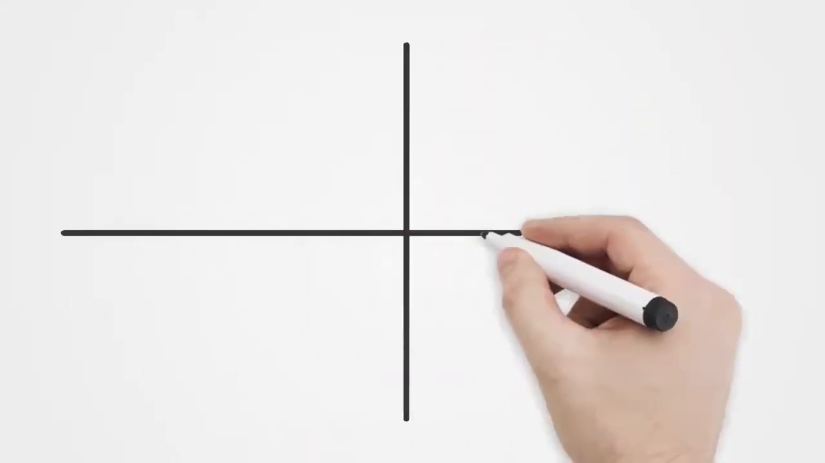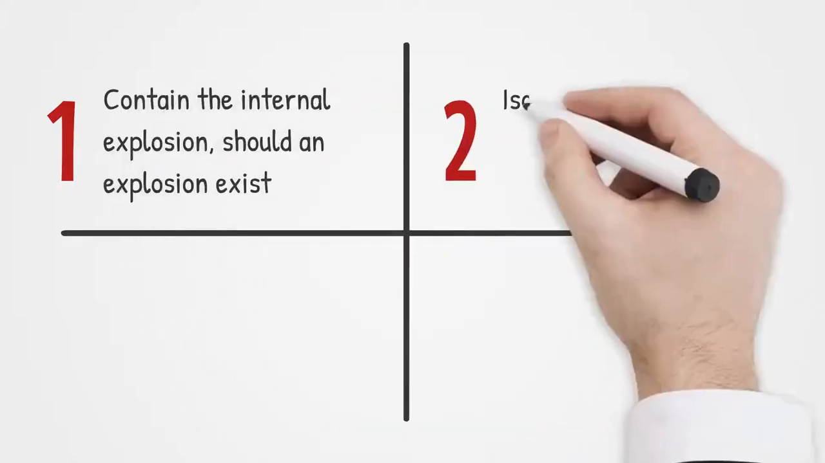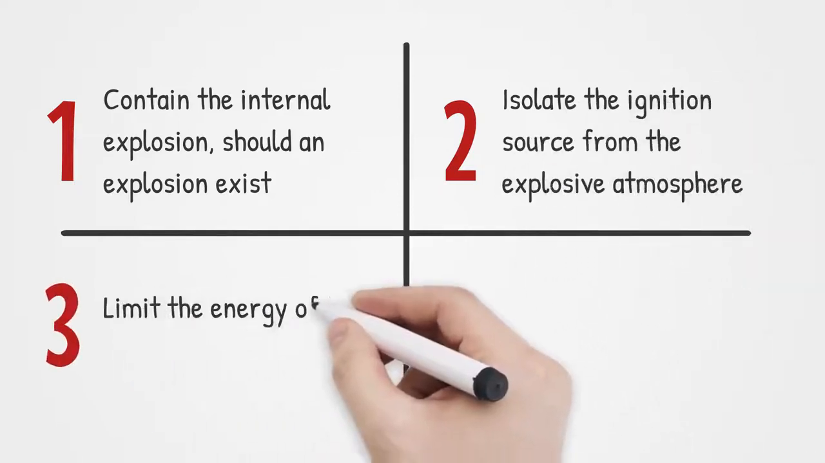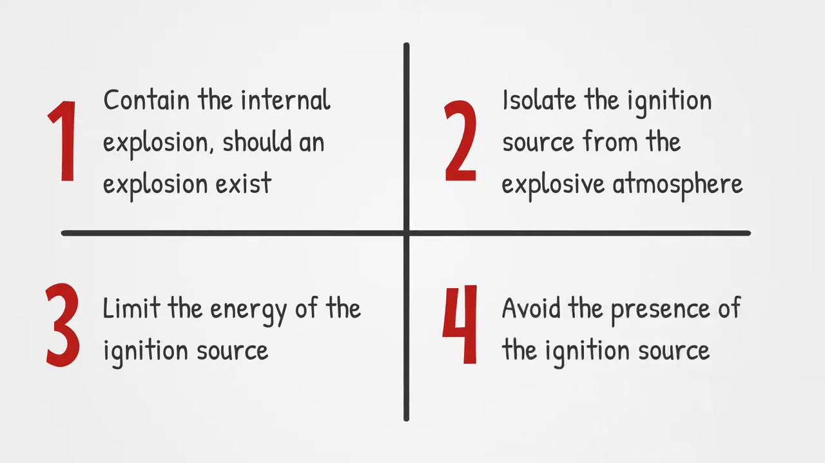Four methods are commonly used, sometimes in combination. Contain the internal explosion, should an explosion exist. Isolate the ignition source from the explosive atmosphere. Limit the energy of the ignition source. Avoid the presence of the ignition source.